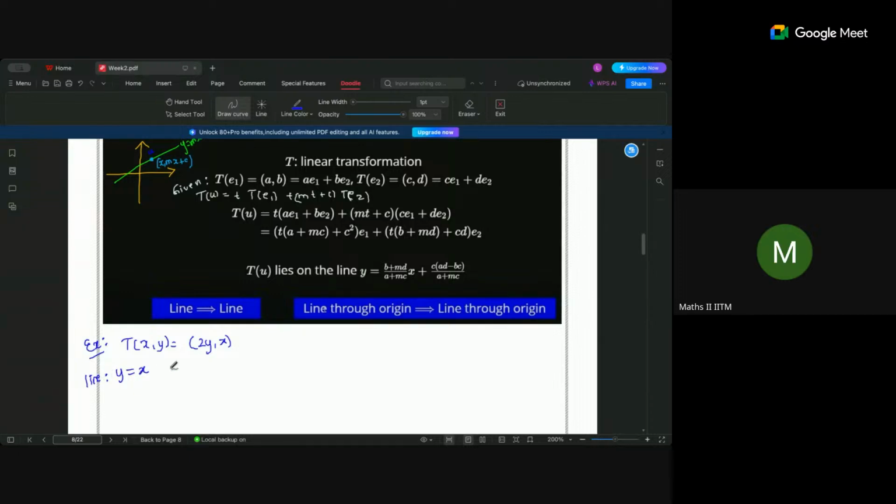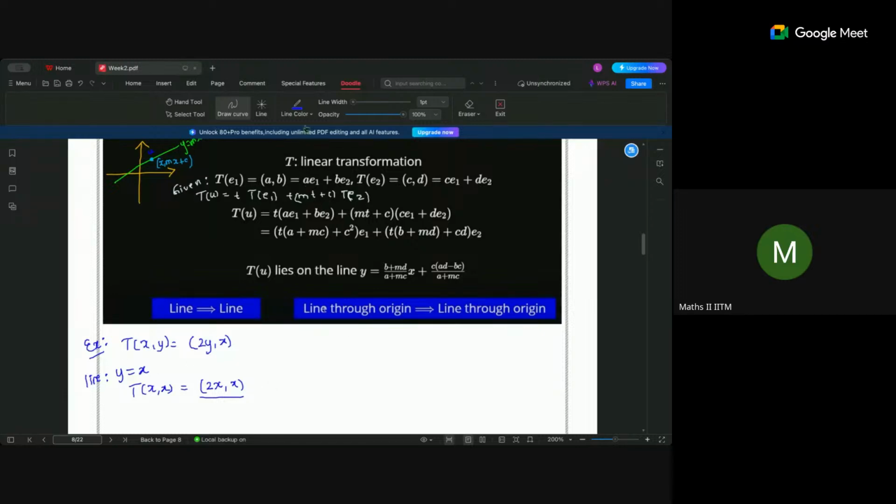Now I want to see where this line is going to get mapped. So it means I want to see what is T of x comma x. So y is nothing but x, right? So I am substituting x here. So this becomes 2x comma x. So this is the image. Now all the points 2x comma x, so what will it form?